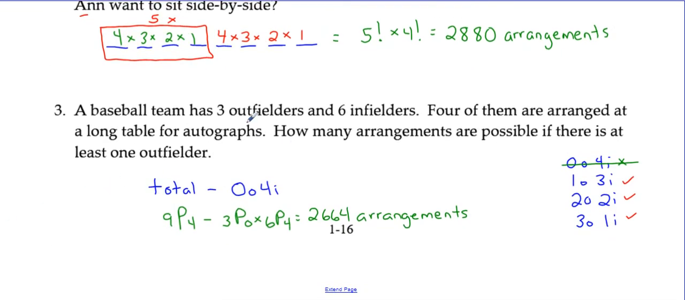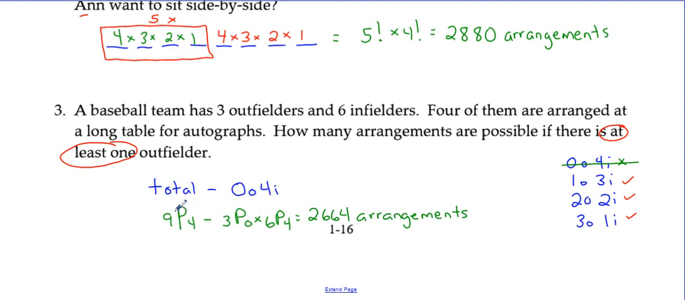Question 3. This is an at least one question. So there's 3 outfielders, 6 infielders. We need 4 people. So that means you could have 0 out, 4 in, 1 out, 3 in, 2 out, 2 in, 3 out, 1 in. You can't actually have 4 out, 0 in because there's only 3 outfielders. That doesn't matter anyway because you're going to take the total number of cases and subtract the case you don't want. The case we don't want is no outfielders because we want at least 1 outfielder.